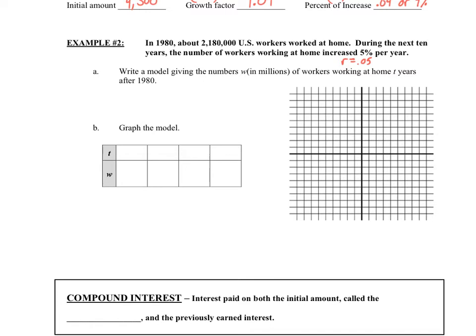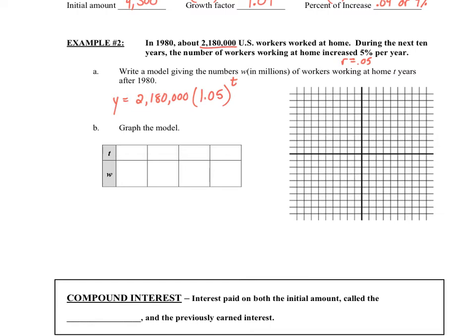So in 1980, if we start with 2,180,000, that would be our initial amount. The growth factor is 1 plus 0.05. So it's 1.05 to the t power. So it's 2,180,000 times 1.05 to the t power.